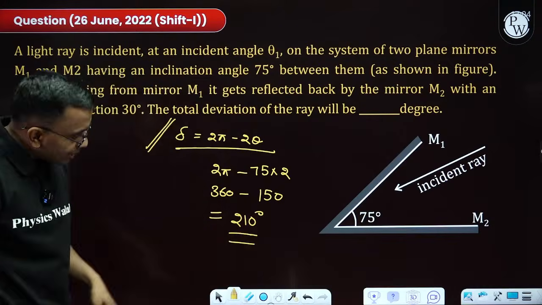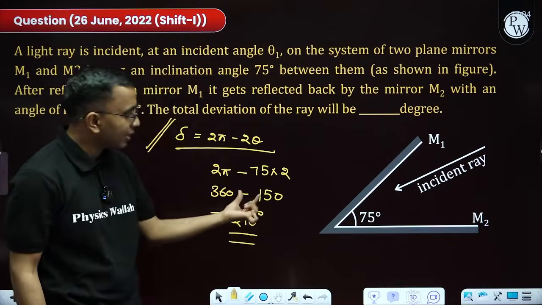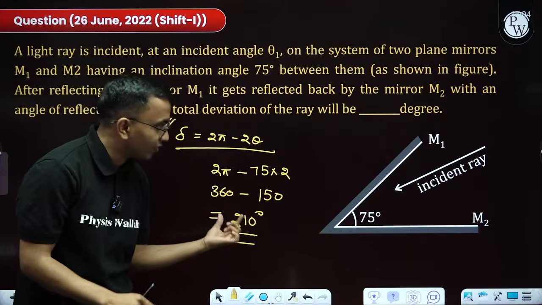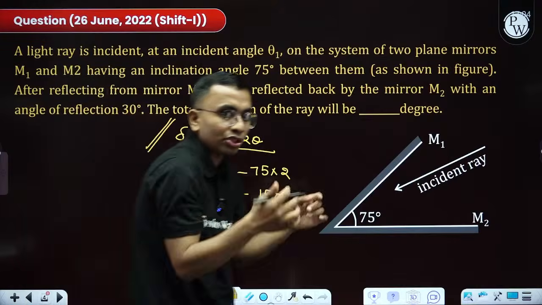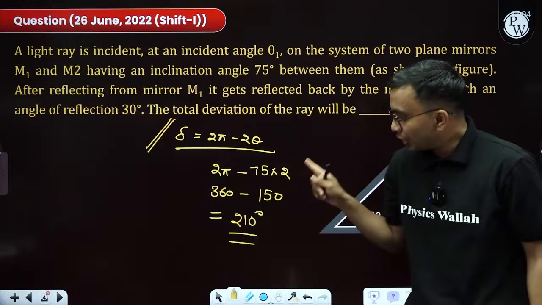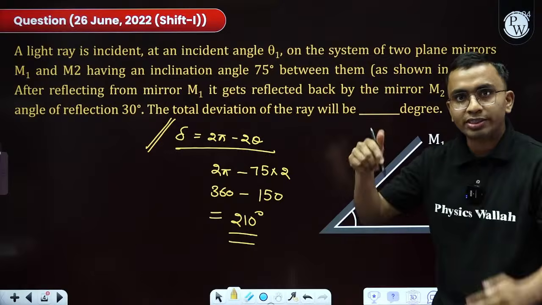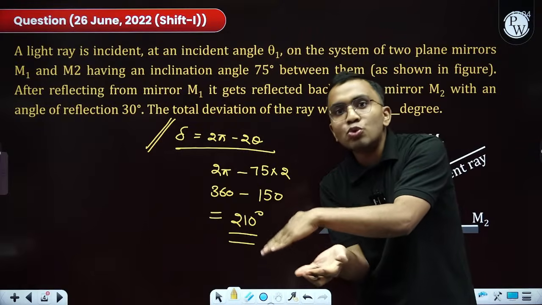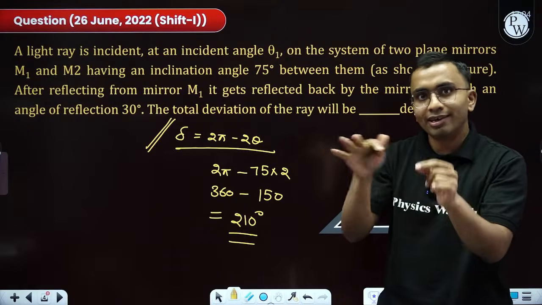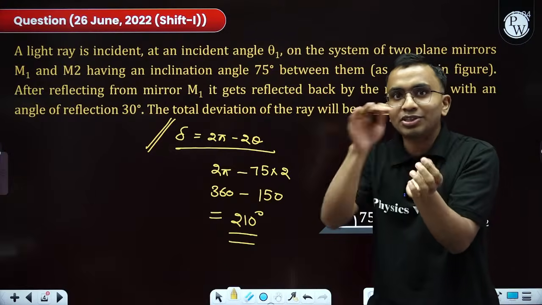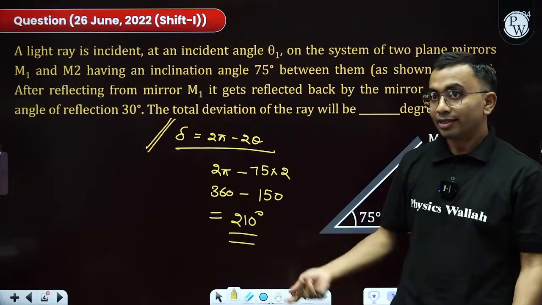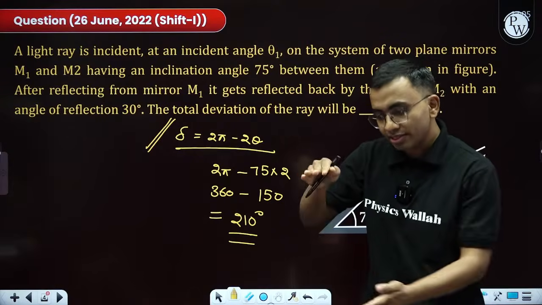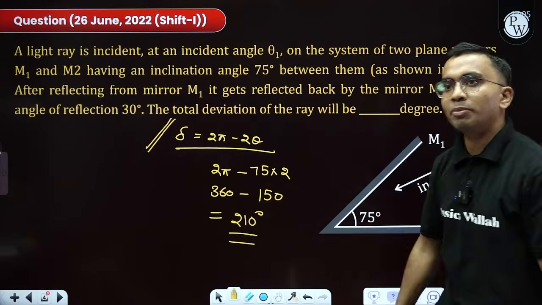Now somebody may say, should we take 210 or should we just take 150? Total is 360, and I am saying net deviation is 210. So it should be 210 actually, 2 pi minus 2 theta, because it represents the total deviation. It is not just the angle between the incident and the final ray. It shows how much is the total deviation in that sense. So the total is 2 pi minus 2 theta.